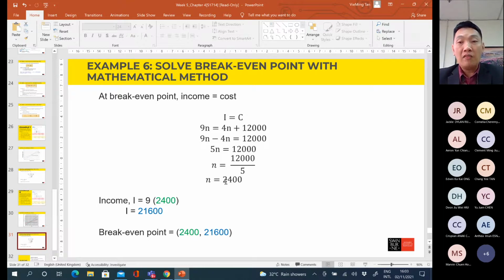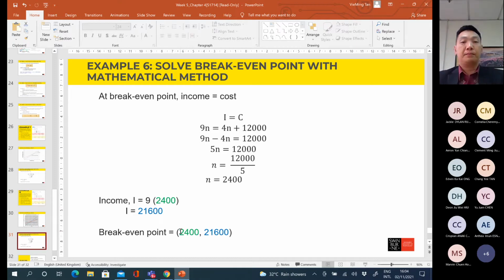Okay, so once you get the N value, you should be able to get the income, which is the Y value, the Y coordinate value. All right, so we substitute 2,400 into the N here. So 9 multiplied by 2,400, you'll get 21,600. Okay, so what's the meaning? That is when the company is able to sell 2,400 units of purses, then the income for this organization will be $216,000. And we can conclude also the break-even point is this coordinate, this one.